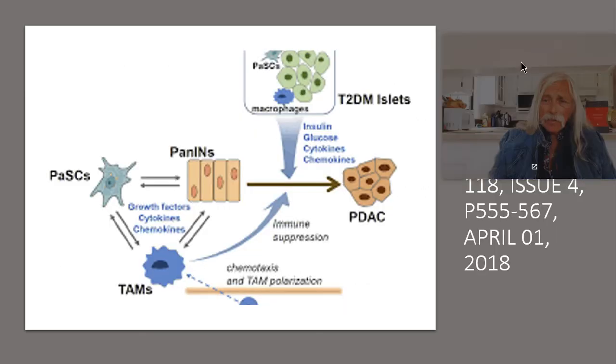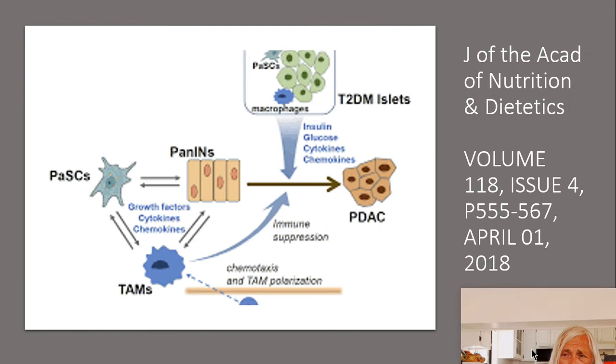Now, here's a paper published 6 years later in the Journal of the Academy of Nutrition and Dietetics, basically showing you how T2D and obesity, looking at now the T2D islets and the macrophages from those islets, okay, producing insulin, glucose, cytokines, and chemokines, taking these secretory cells, turning them into PanINs.